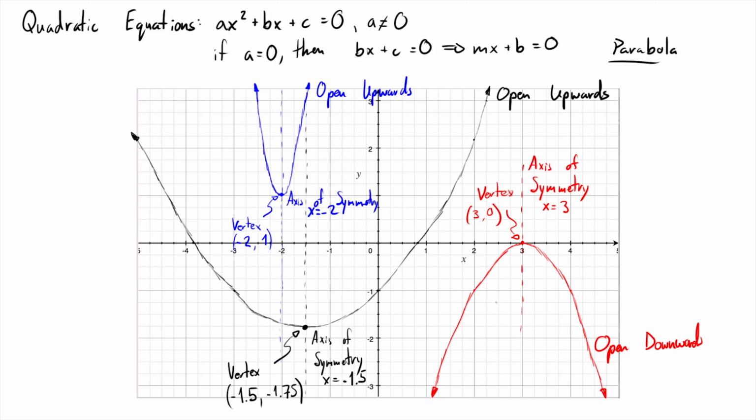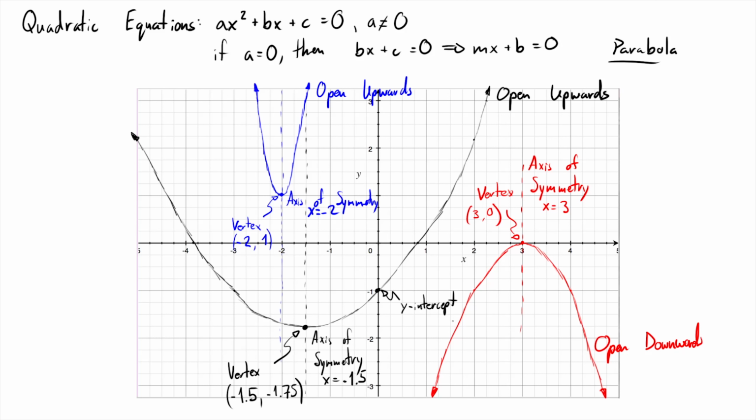And now one more thing that I want to talk about here, and that's going to be our intercepts. Now if you remember with linear equations, we talked about the y-intercept, or where the graph crosses the y-axis. And we have that with parabolas as well. Again, if we look at the black one, we'll see that our black parabola crosses the y-axis at this point specifically. So this is our y-intercept.